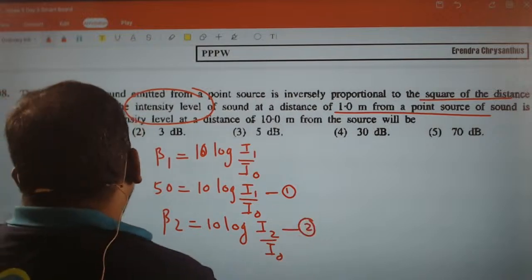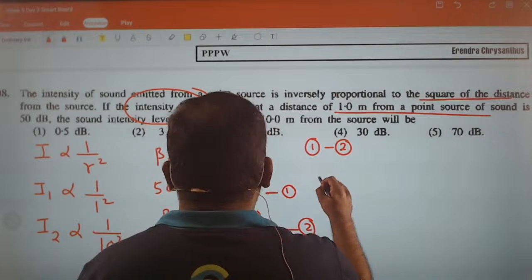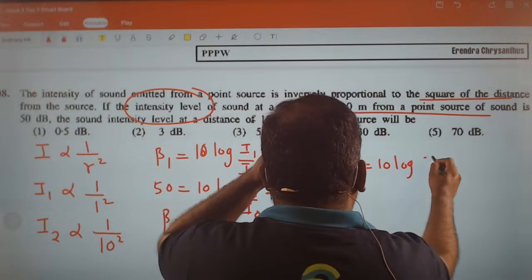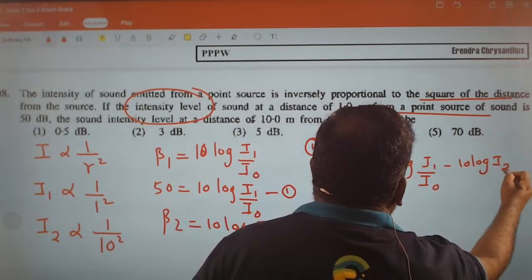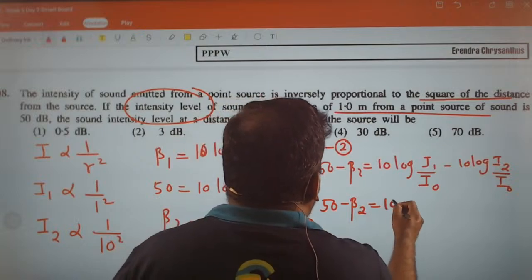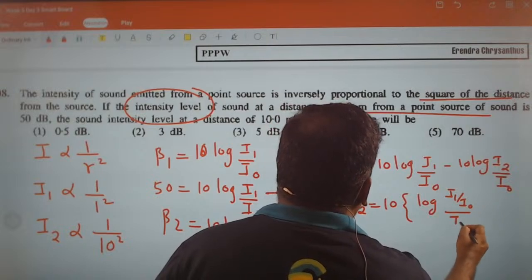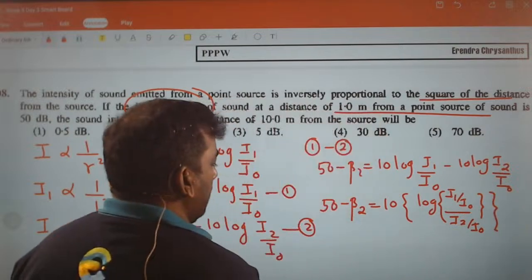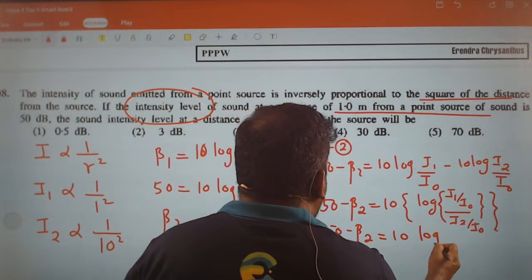So what will happen here is, lesser R, larger I. Subtract 1 minus 2: 50 minus beta 2. Log subtraction is log division. So 50 minus beta 2 equals 10 times log of I1 over I0 divided by I2 over I0, which gives 10 log I1 over I2.